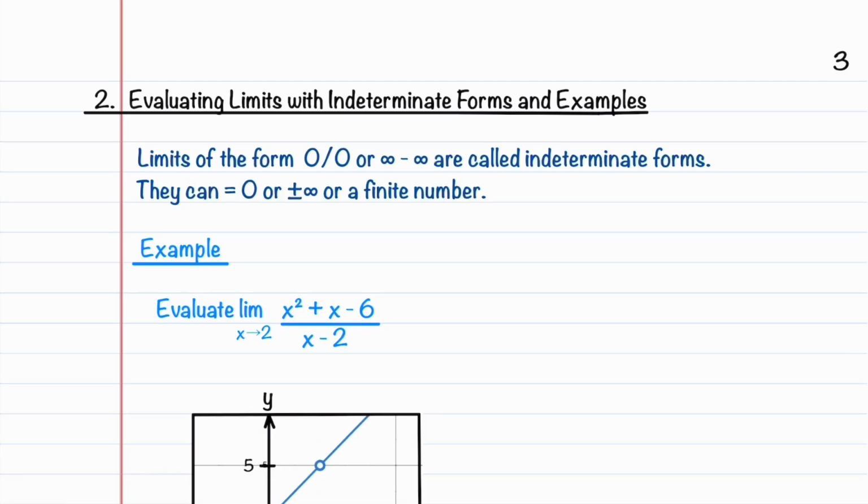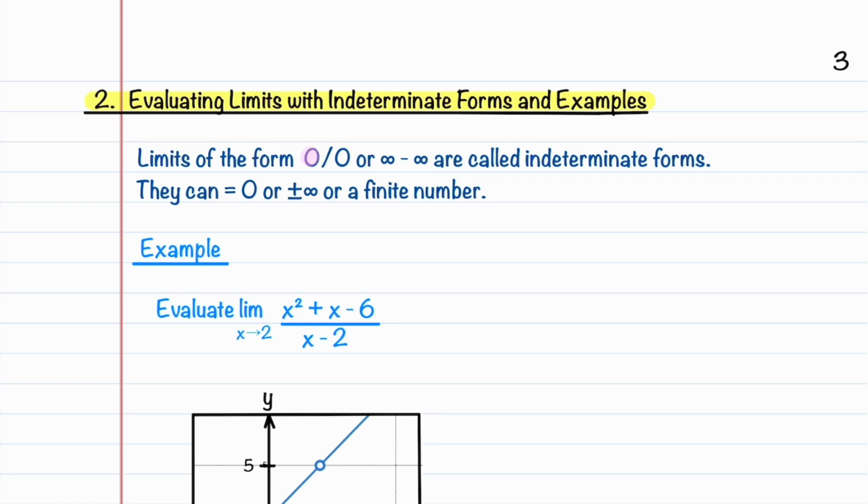Sometimes when we evaluate limits, we get an expression that doesn't immediately tell us what the value of the limit is. This expression is called an indeterminate form. Let's now learn how to evaluate limits with these forms.